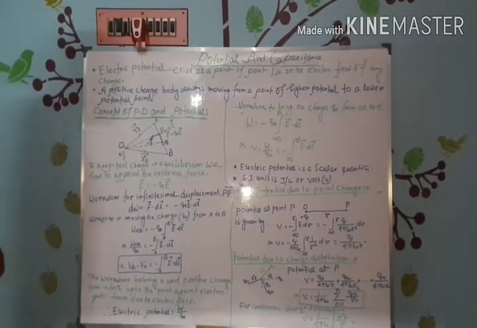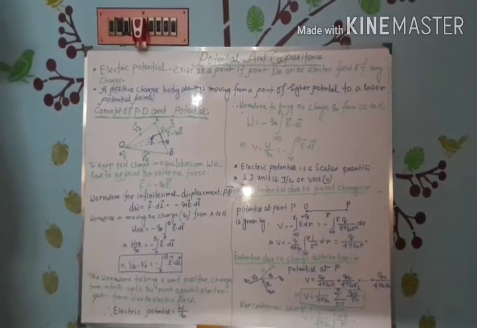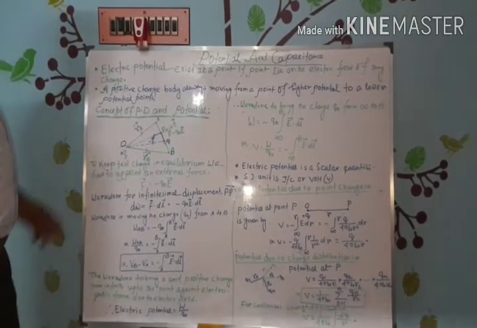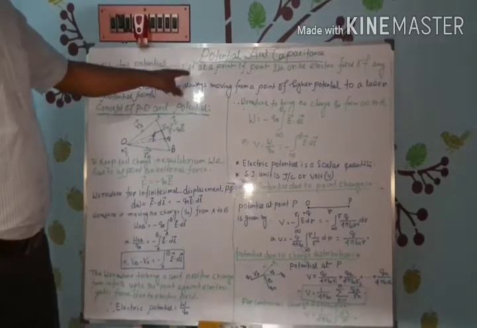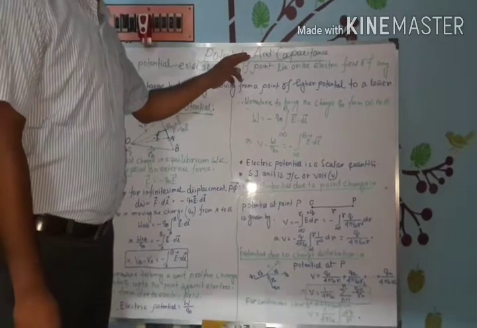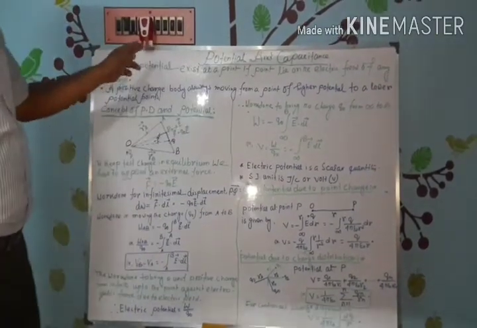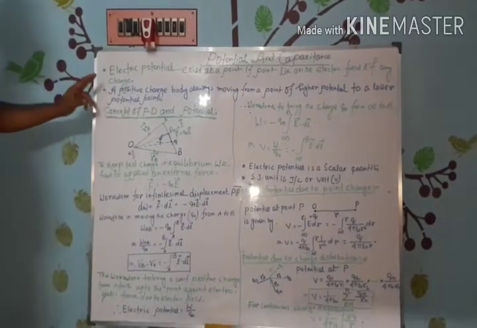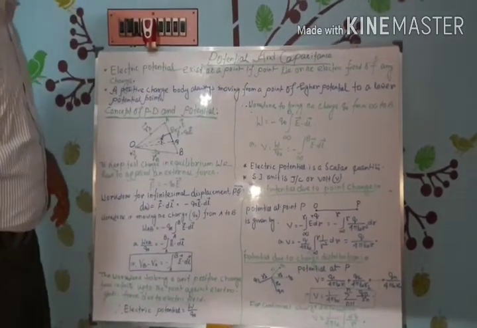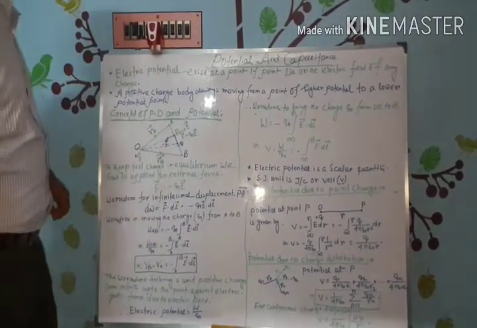For the electric potential, initially we have to remember two things. Number one, electric potential exists at a point if the point lies in the electric field of any charge. Secondly, a positive charge body always moves from a point of higher potential to a point of lower potential.